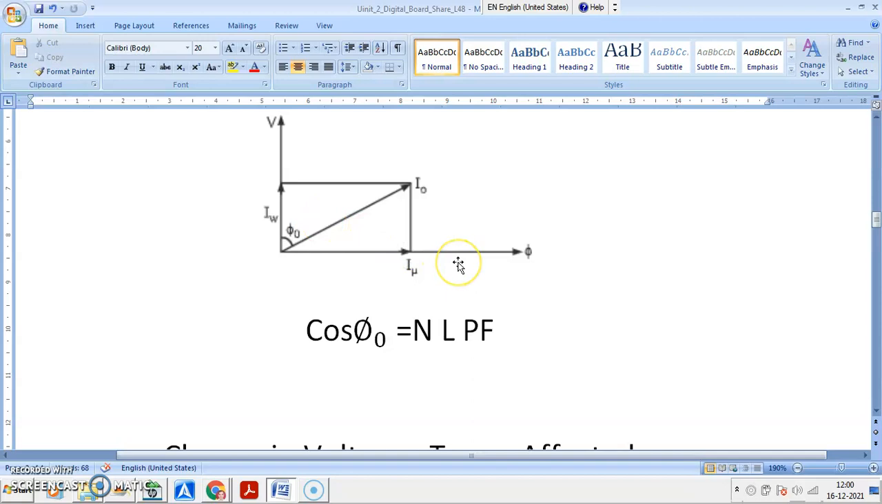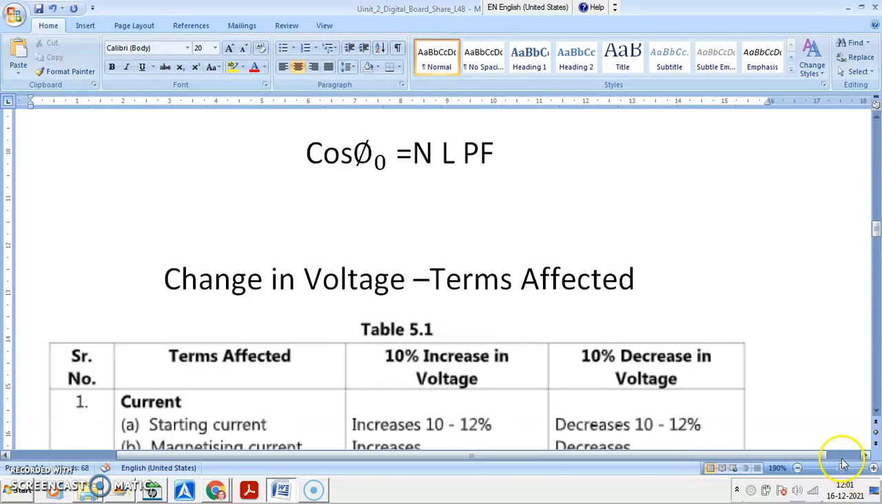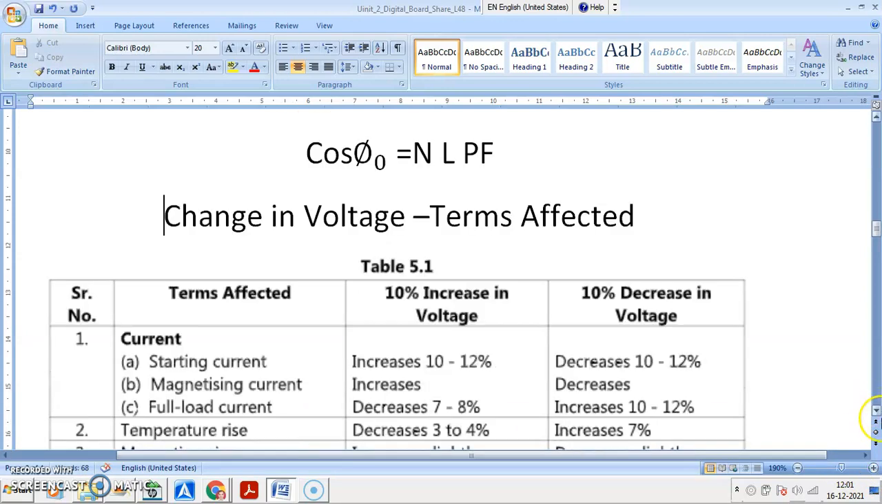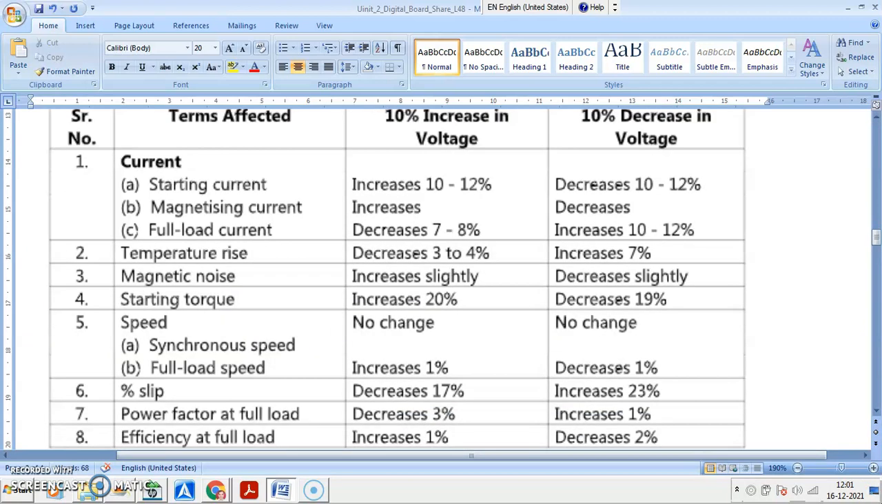Change in voltage also affects the efficiency of the machine. Okay, as we know that torque is directly proportional to V. So V decreases, efficiency decreases because of the decrease in torque. Then unbalanced voltage also, effect of unbalanced voltage. So whenever voltage changes, change in voltage, in this chapter, in this particular table you can see what happens, what are the different terms that get affected.